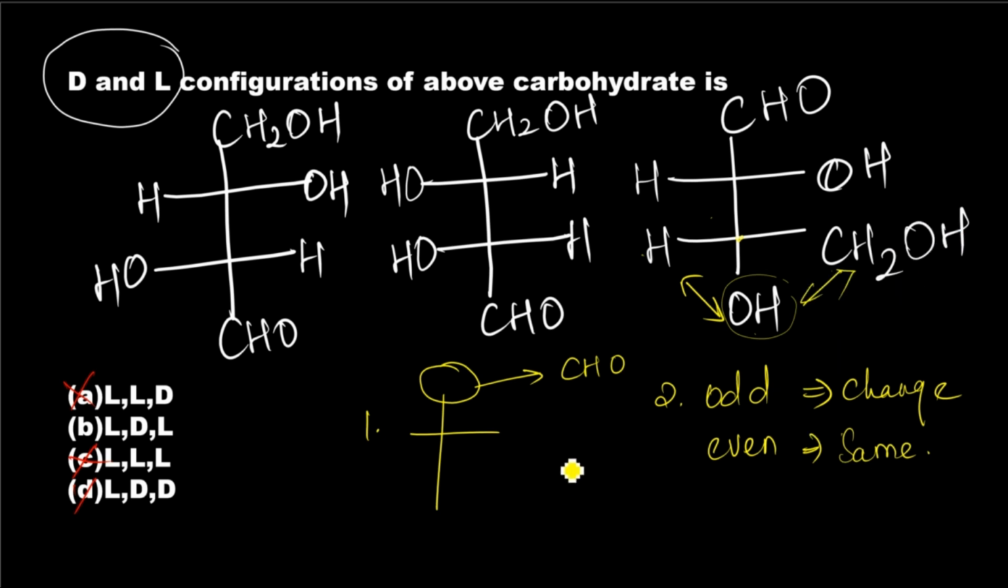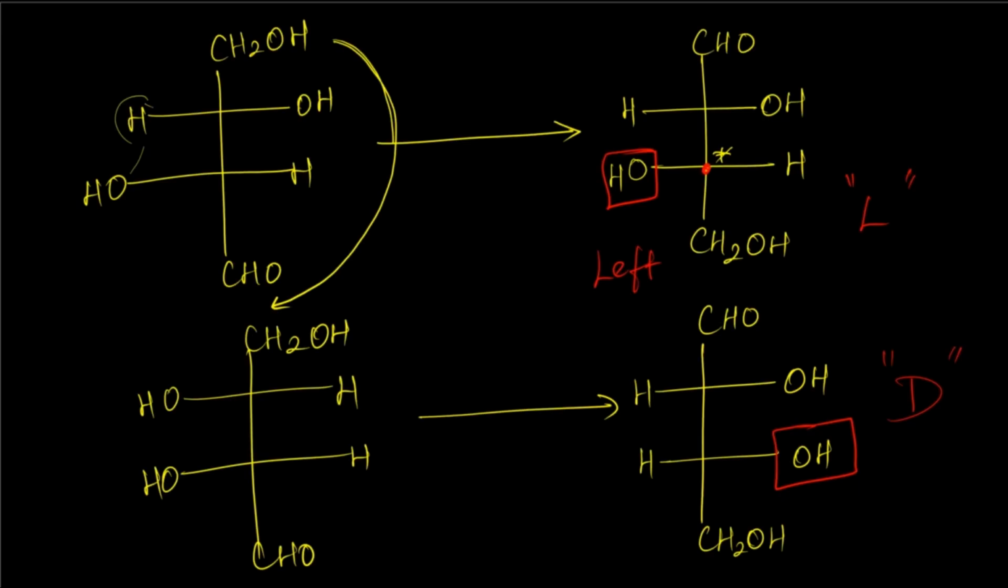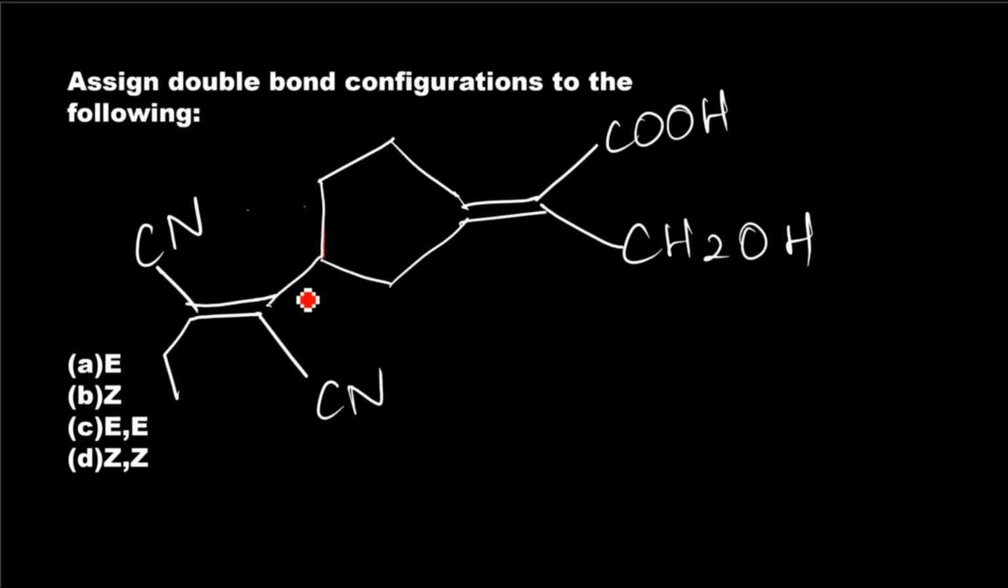So what kind of molecule will I get? I'm just writing the bottom part, H and OH, isn't it? Two exchanges I just made, so the configuration remains the same. Here you can see OH is on the left hand side, which makes it an L configuration. So the answer to this question: the first one is L, second one D, third one L, which makes LDL. So option B is the right answer to this question. Let's move on to the next question. Assign the double bond configurations to the following.